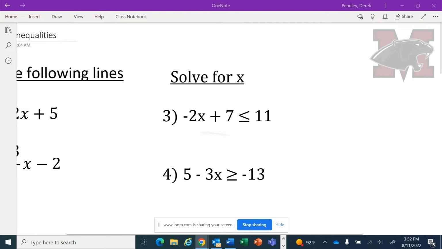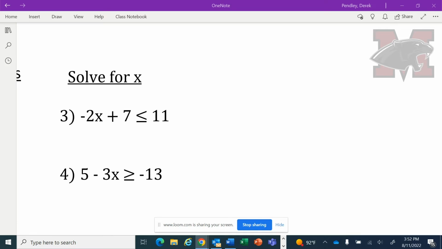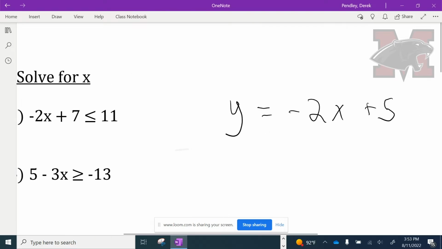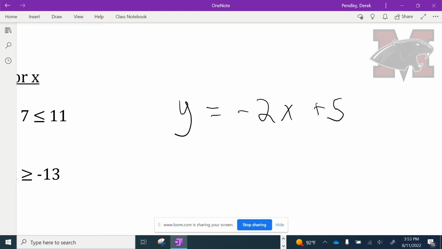All right, I'm going to go ahead and get started here. I'm going to do the first one, which is y equals negative 2x plus 5. So again, from last week, if you remember, this identifies the slope as negative 2 over 1, which is our rise over our run. And our y-intercept is positive 5.